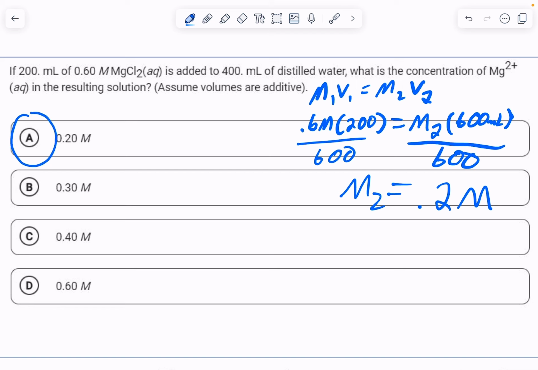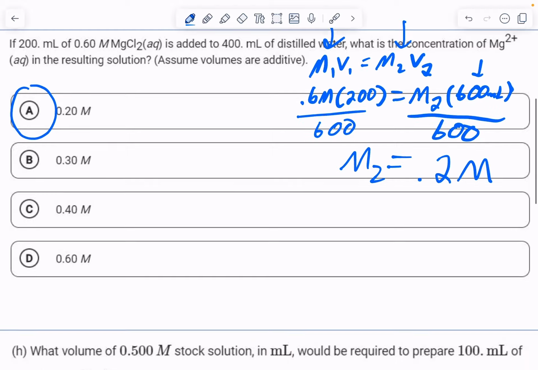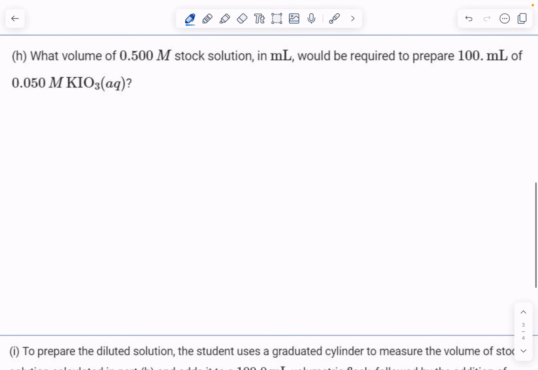Okay. Remember, this is the original concentrations and volumes, and this is the new concentrations and volumes. Since we added 400 milliliters of water, it went up to 600 milliliters when we were solving. Okay. Look at this next question.